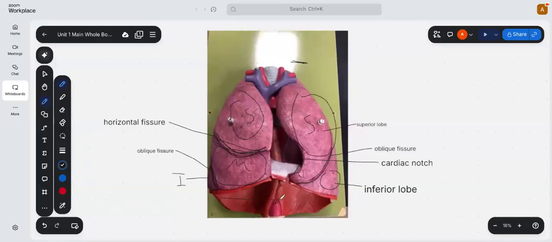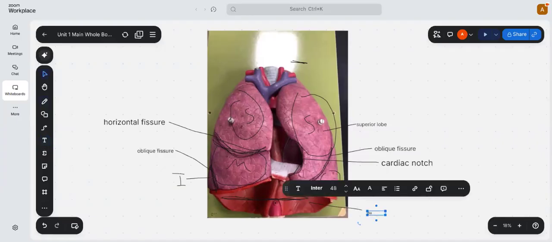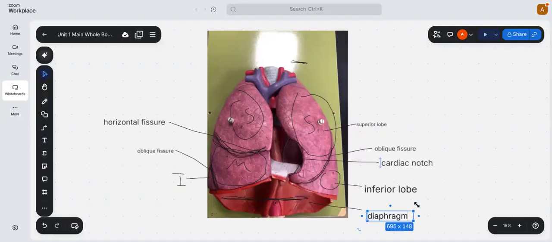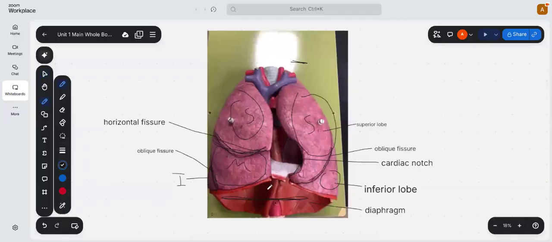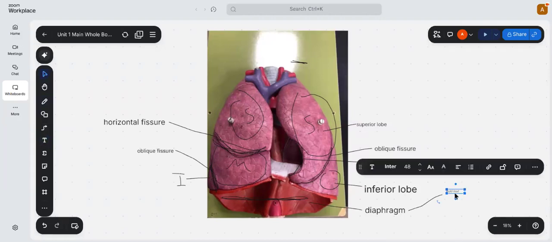Now, moving on, we have your diaphragm and your diaphragmatic surface. So this dark red portion here at the bottom, this is your diaphragm. This is the part that helps with your inhalation, expiration, kind of the whole process of breathing. Your diaphragm has a diaphragmatic surface, which is basically just the part of the diaphragm that is directly touching the lungs.